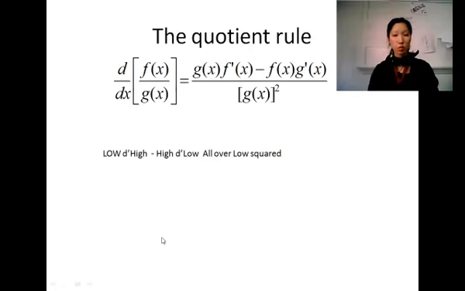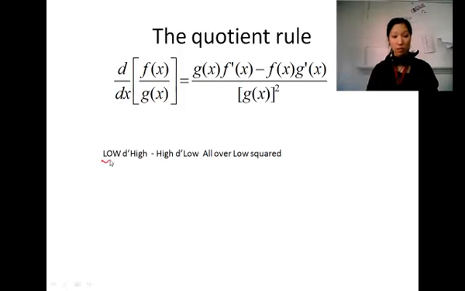So the quotient rule states this: half the battle sometimes is just understanding what the notation is. But what this is basically saying, and here's kind of a catchy little phrase, is low d high minus high d low all over low squared. So low d high minus high d low all over low squared. And again, that's low d high minus high d low all over low squared.